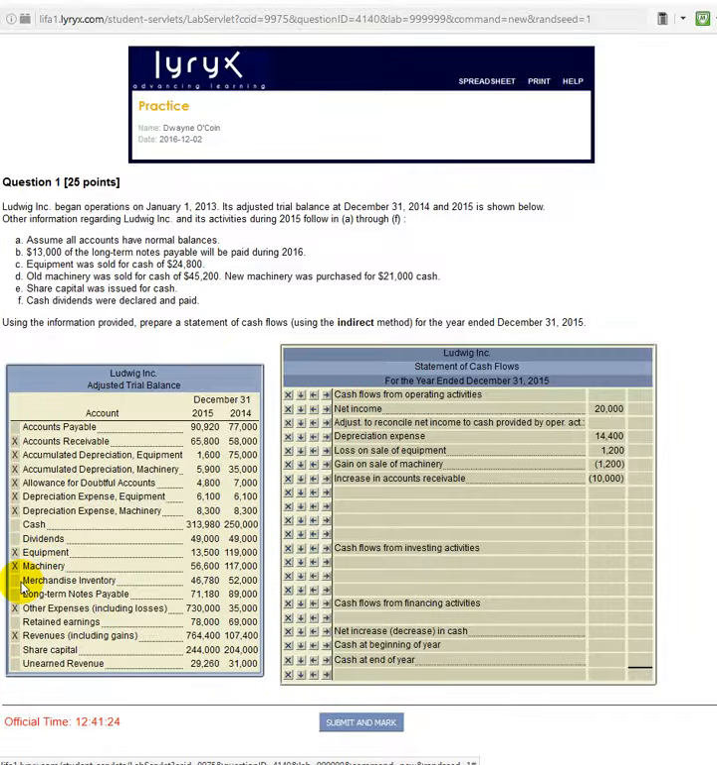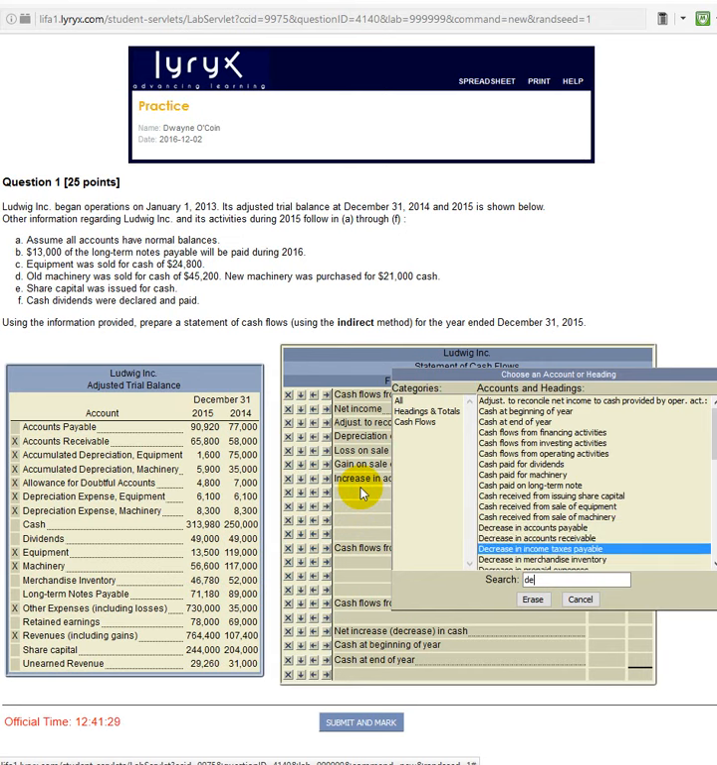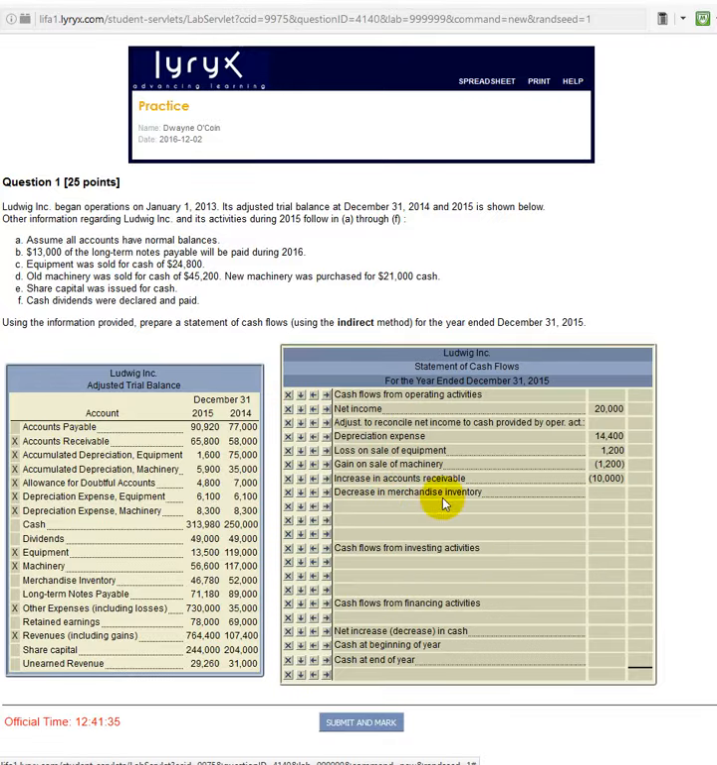Now to show that that's the case, let's look at merchandise inventory. Here we have a decrease in merchandise inventory, so we can actually put that in. So there we go, decrease in merchandise inventory. And so the way that works is we have an opening balance of 52,000. It's as if we sold the opening balance and got the cash and then bought some new stuff. We bought 46,780 of new merchandise inventory. So our cash went up by $5,220. So we've taken care of merchandise inventory.